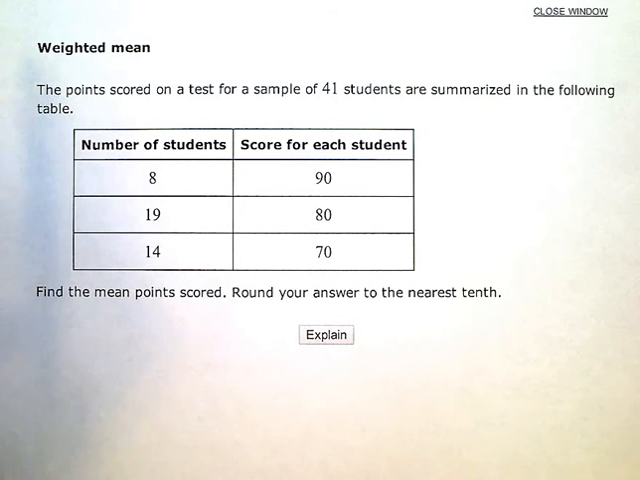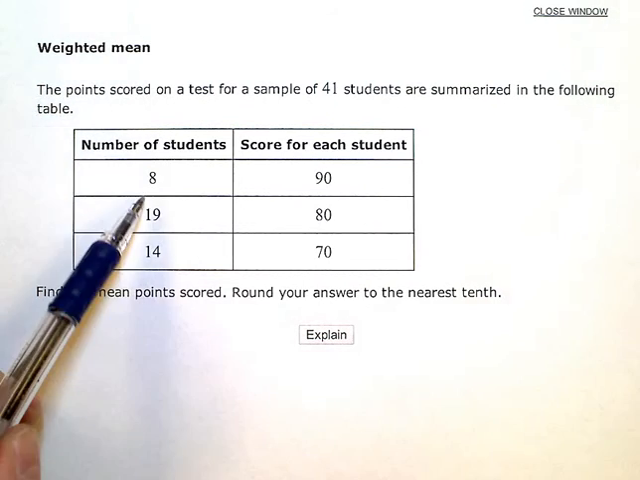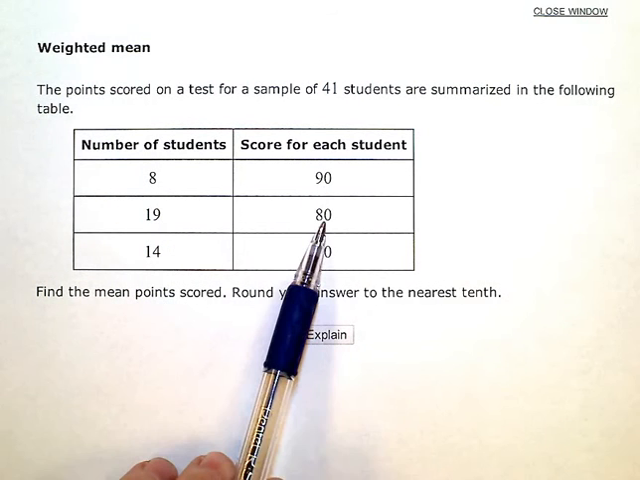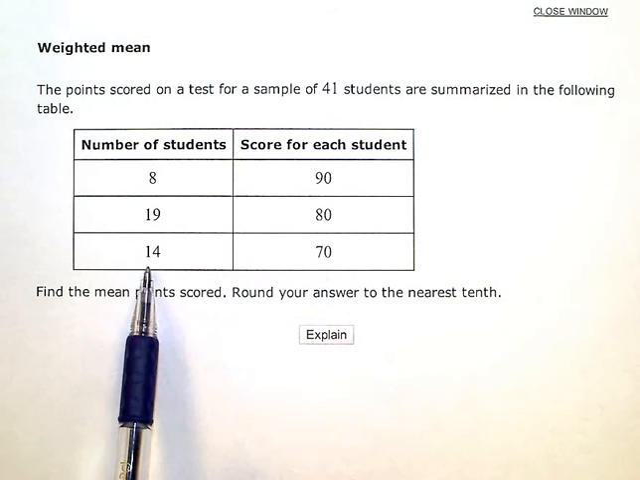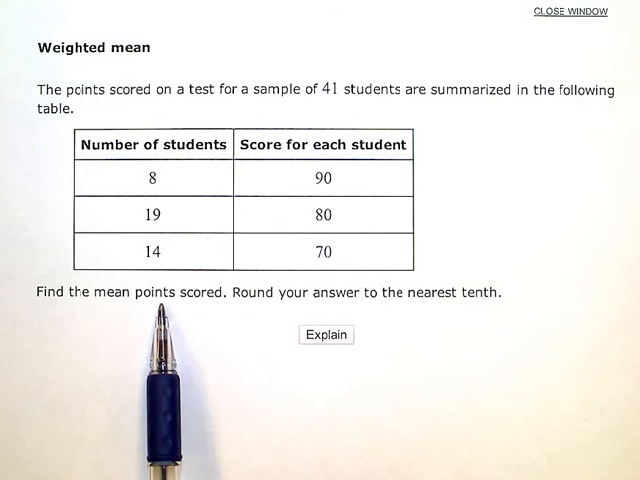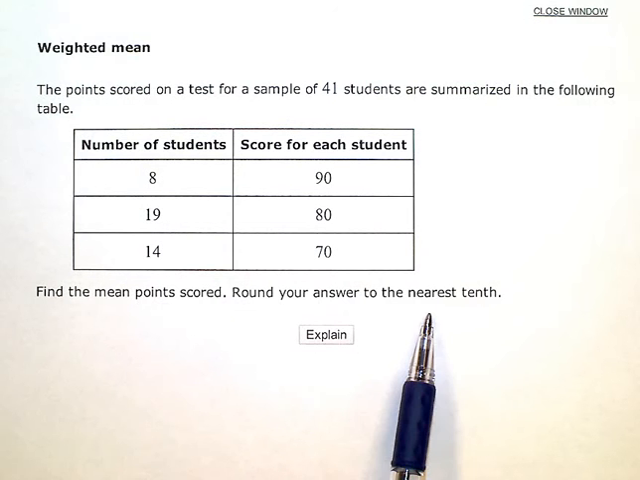A weighted mean. The points scored on a test for a sample of 41 students are summarized in the table. So 8 students got 90 each, 19 students got 80 each, 14 students got a score of 70. Find the mean points scored, round your answer to the nearest tenth.